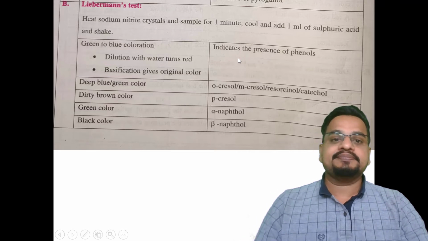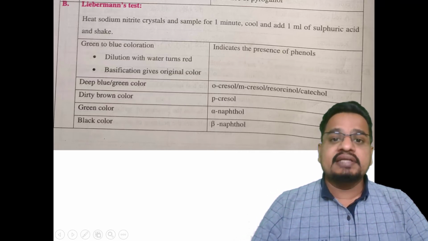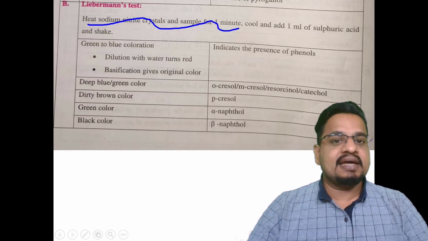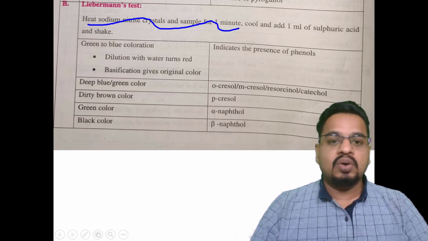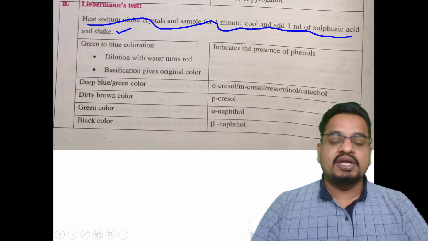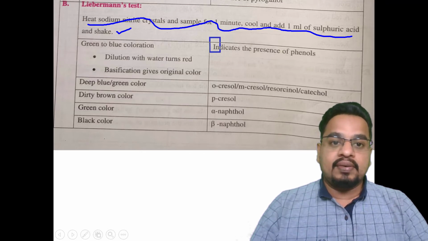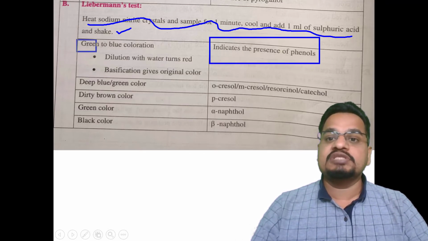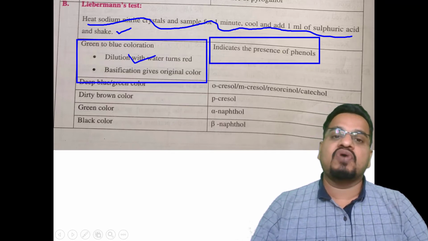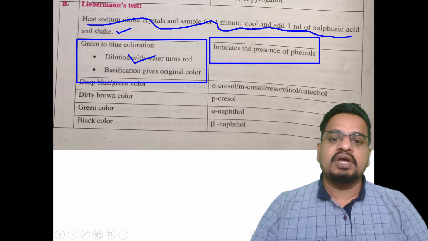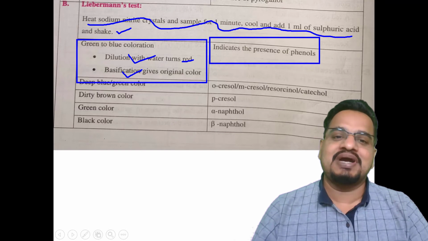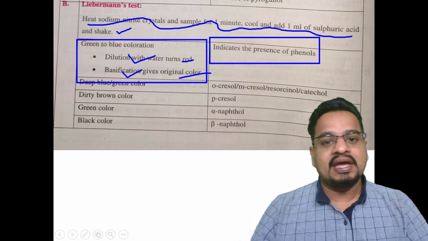Now here you can see how this test is performed. Heat sodium nitrite crystals and the sample for 1 minute, and then cool and add 1 ml of sulfuric acid and shake. So what is going to happen? When the phenol is present, a green to blue coloration comes, and on dilution with water, that is dilute sulfuric acid, you will get the red coloration, and basification, that is excess of potassium hydroxide or sodium hydroxide, will give you its original color.